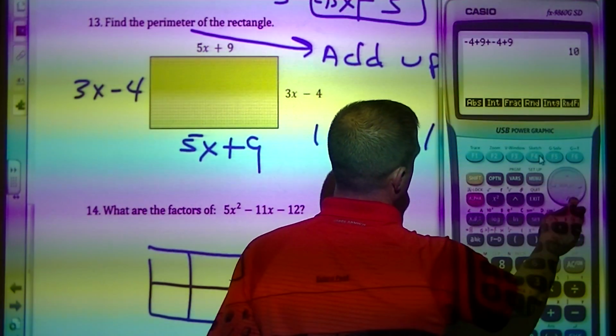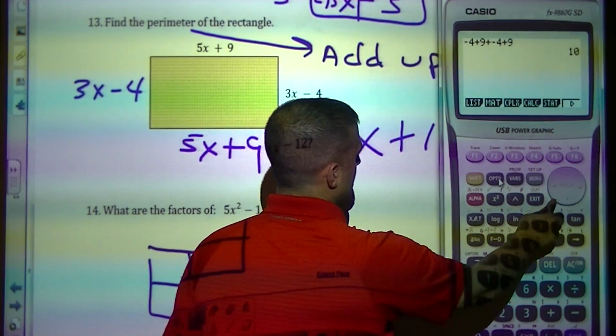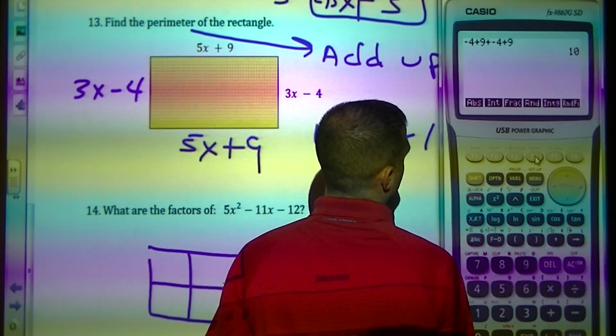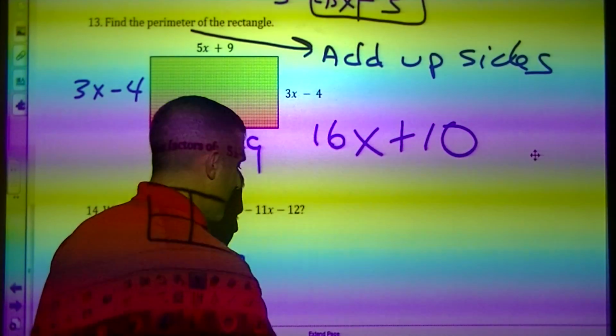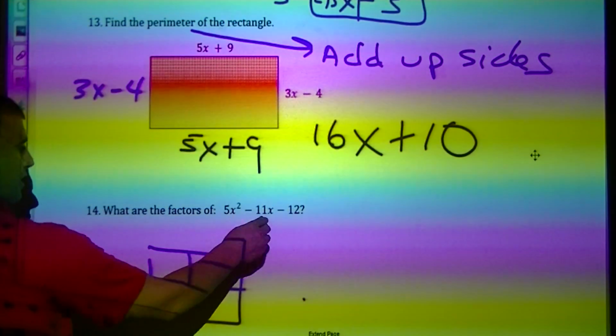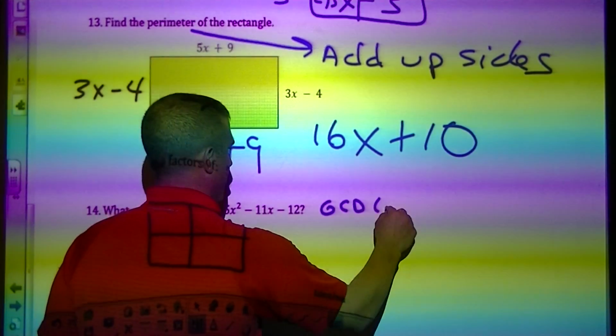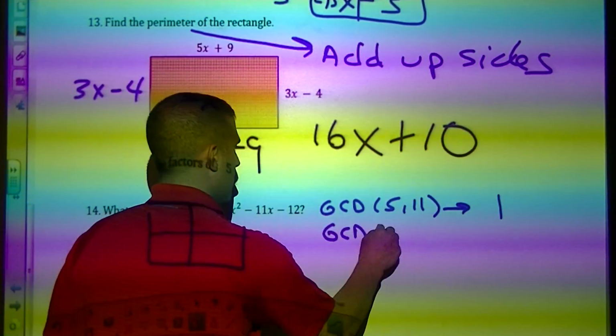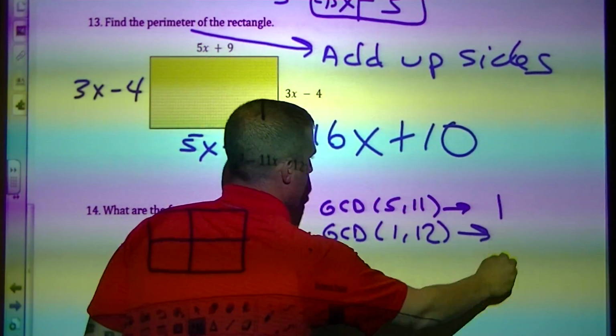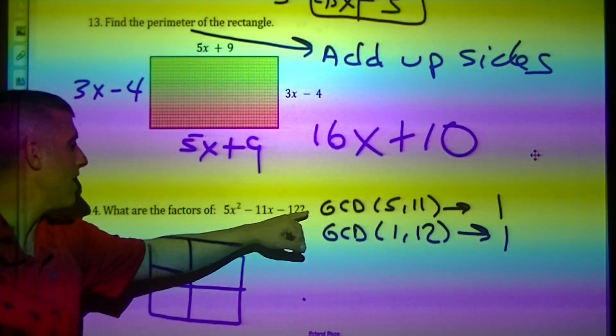I go to num. We go back to the beginning. You go to option, over, num. On your calculator you'll have the GCD button. I do not have it here. But if you check GCD of 5 and 11, that result would give you 1. So if you do GCD of 1 and 12, it gives you 1. So I don't have to worry about taking out a number. They don't have any variables.